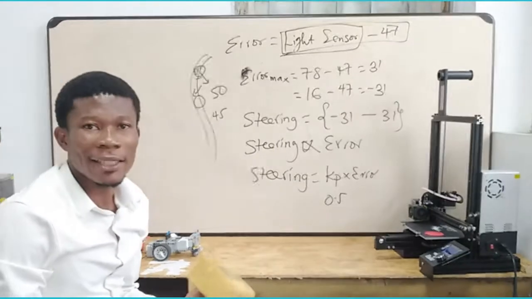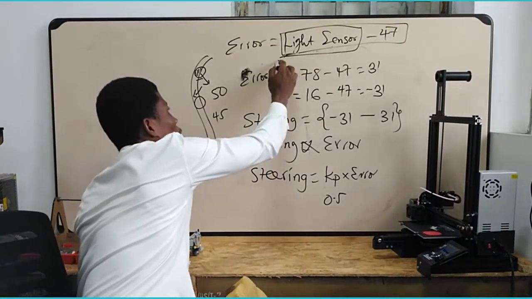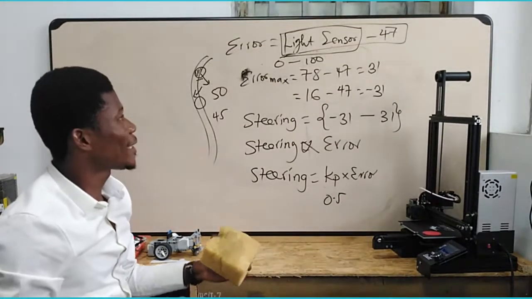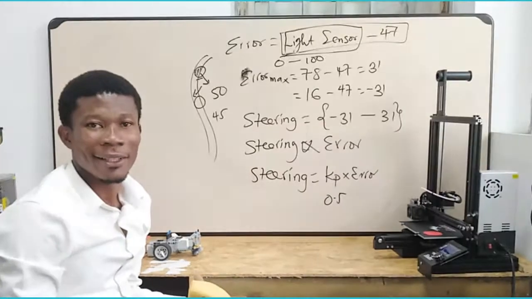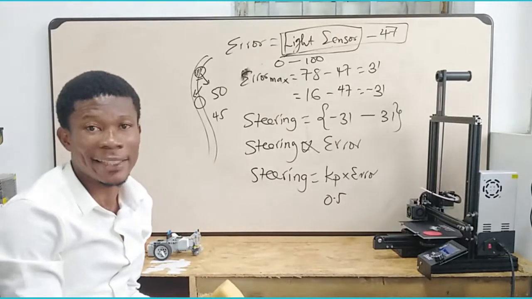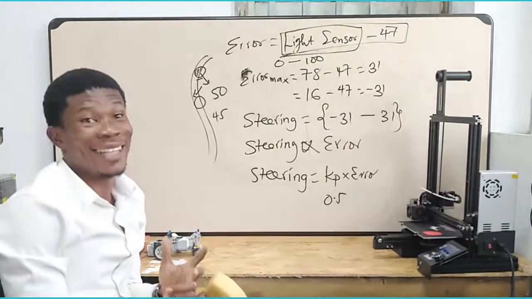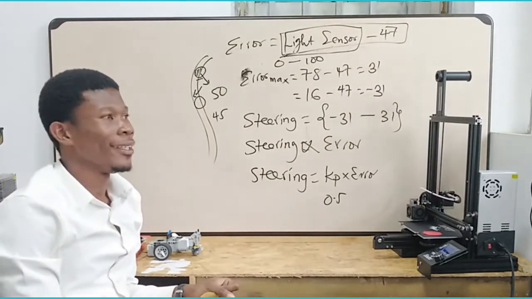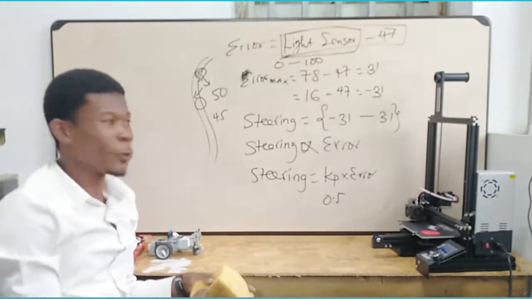These light sensors have been designed to operate between values of 0 and 100. However, our light sensors are recording values between 78 and 16. So how do we open up this scope, or how do we calibrate or standardize our light sensor so it operates within its standard operating values? That is what we'll be doing in this session. I hope you are all privy to equations of straight lines. So let's get going.